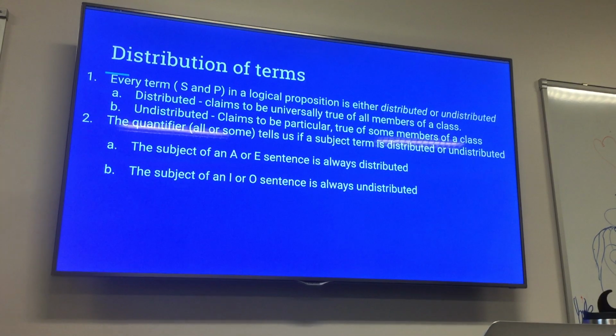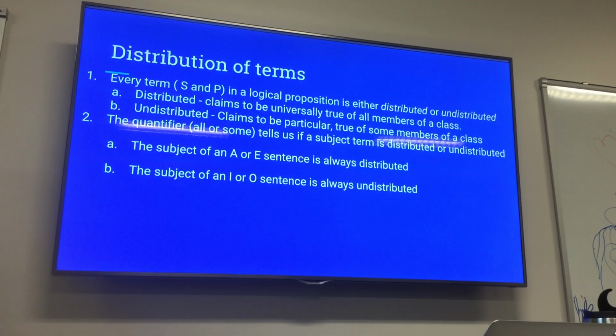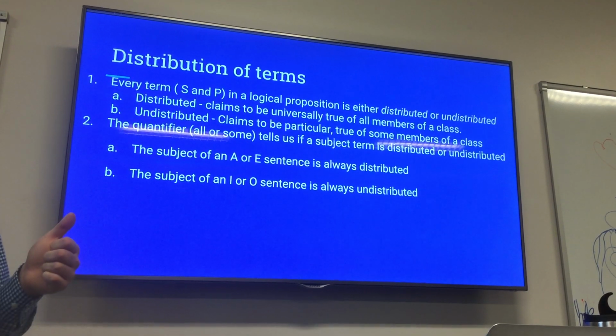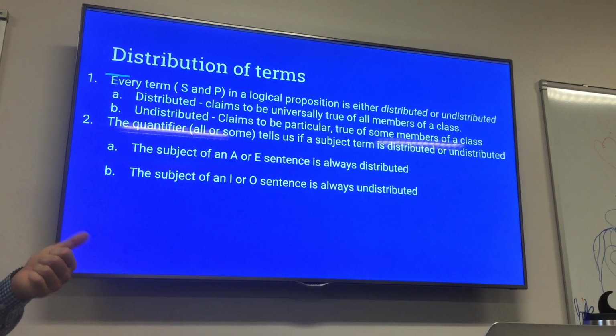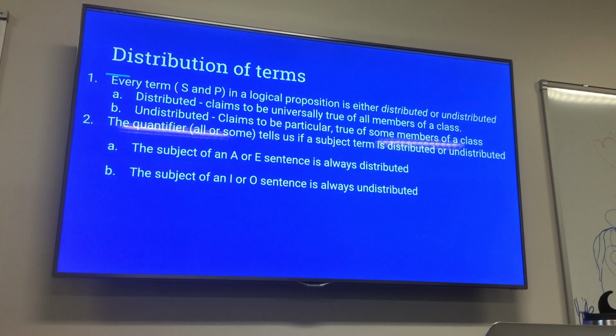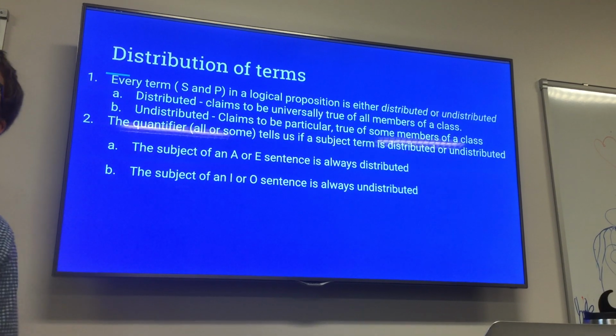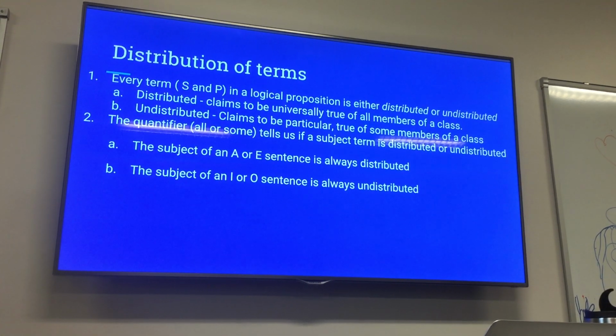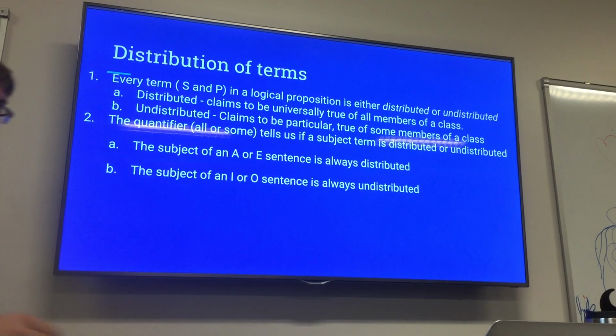The subject of an I or an O sentence is always undistributed. So here, if I say some cats have fur, as an I pattern sentence, I'm only referring to some cats. I'm not talking about all of them. So my subject is undistributed. Same thing happens if I have an O pattern sentence. Some cats are not that which have fur. Well, my subject is still undistributed.